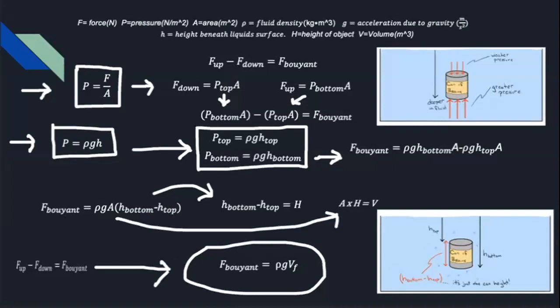We also know that the area of a surface times the height of a surface is equal to the volume of the surface. Plugging this all back into our buoyant force equation, we have fluid density times gravity times the volume. The volume is of the fluid, not of the can. They can be different, and in our case, we need the volume of the fluid.